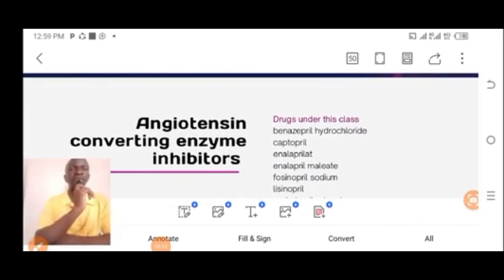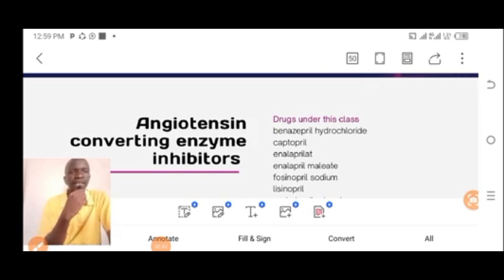What are some of the drugs that fall under the angiotensin converting enzyme inhibitors? We call these angiotensin converting enzyme inhibitors because they interfere with the activity of the angiotensin converting enzyme, thereby producing the desired effect, which is to inhibit its activity.